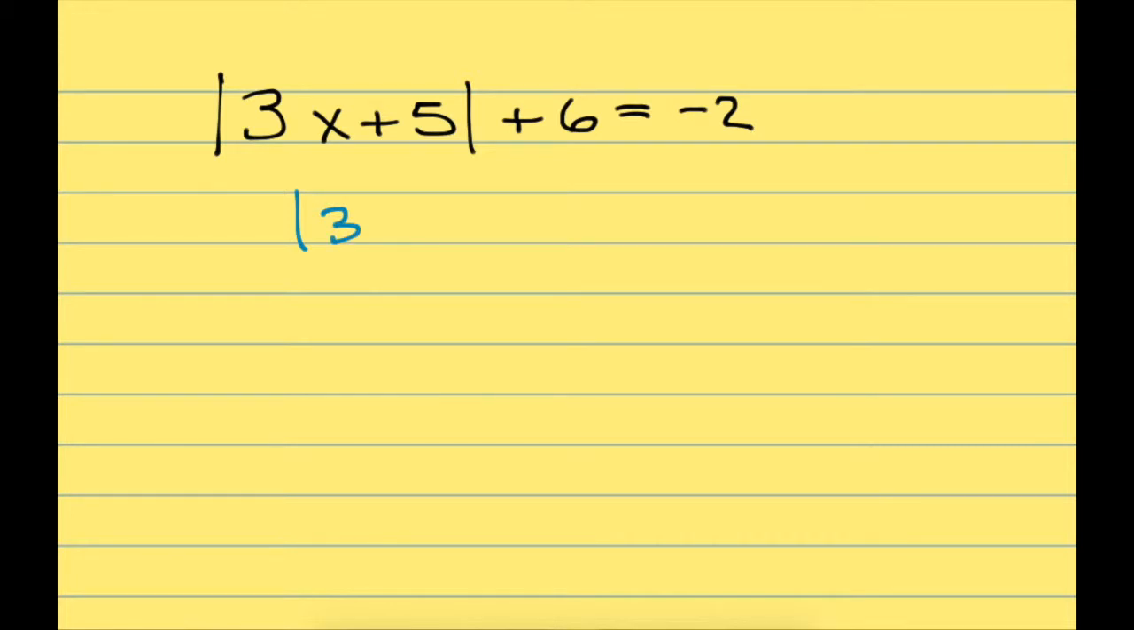Now sometimes it will be possible that there's no solution. For instance, the absolute value of 3x plus 5, plus 6, equals negative 2. So my first step to solve this would be to subtract 6 from both sides. And negative 2 minus 6 is negative 8. Now let's think about that for a second. The absolute value of all this equals negative 8. Can the absolute value of something be negative?